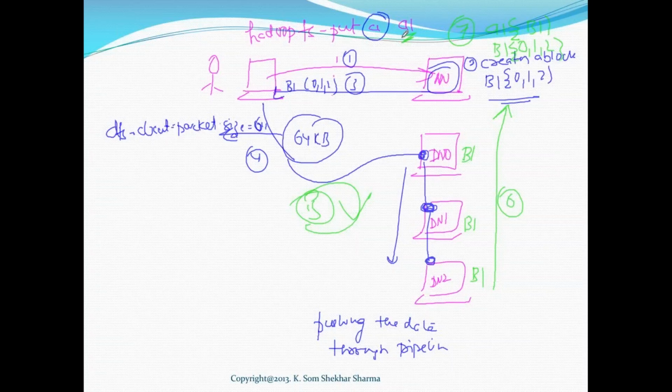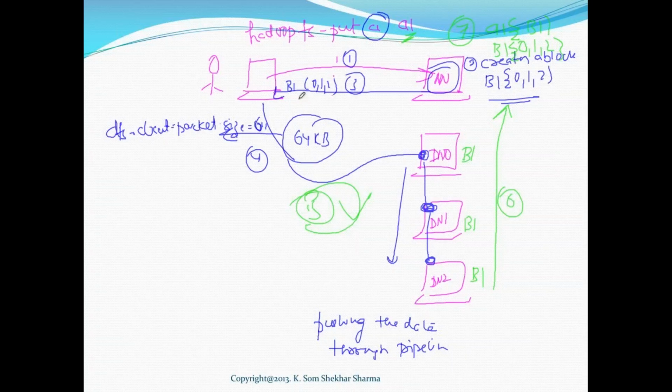If you are writing another block of data, then again all the steps have to be performed from step 1 to step 6. So, because you are writing a terabyte of data, it has to write 16,000 blocks. For every block, it has to contact the name node.